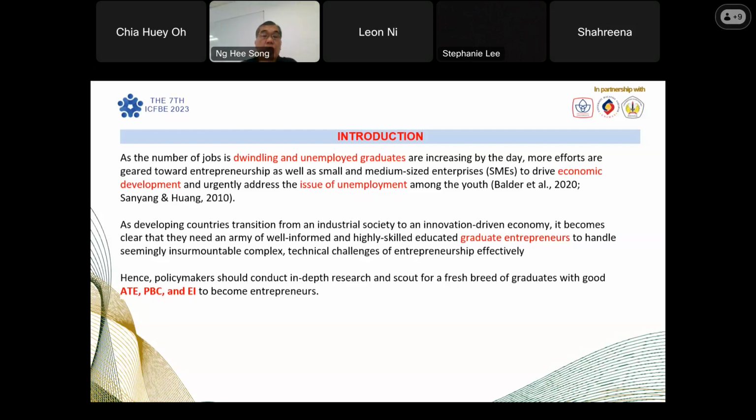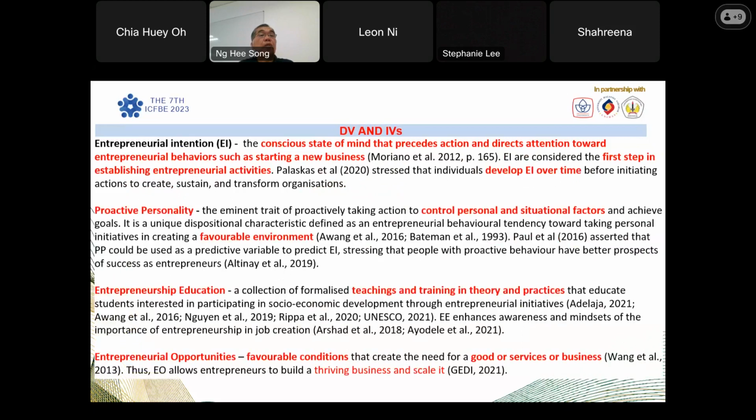So let's go through the second one. Here I put intention. Intention is a conscious state of mind that precedes action and directs the entrepreneur to start their business. So when we talk about entrepreneurial intention, basically it can be used to predict entrepreneurial behavior. Entrepreneurial behavior means the decision to start the business.